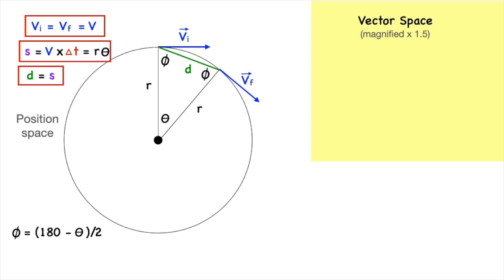So here's our vector space, and as I move vectors into it, I'm going to increase their magnitude by 50%, just so that we can see what's going on a little easier. The point is that you can change the scale in vector space as long as you treat each vector the same way. So here's v sub I scaled up by 50%. But when we move vectors into vector space, we must always maintain their same orientation as in position space.